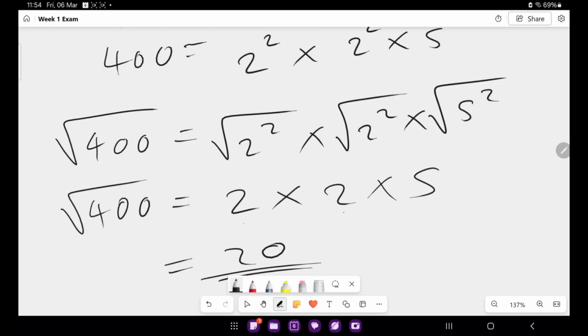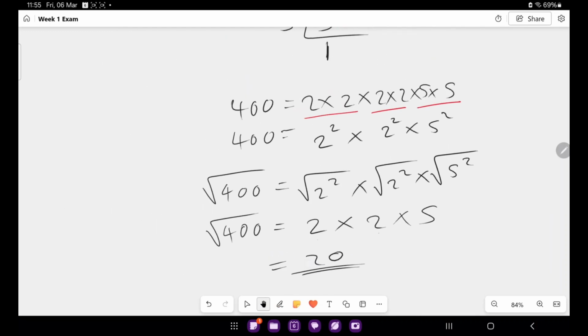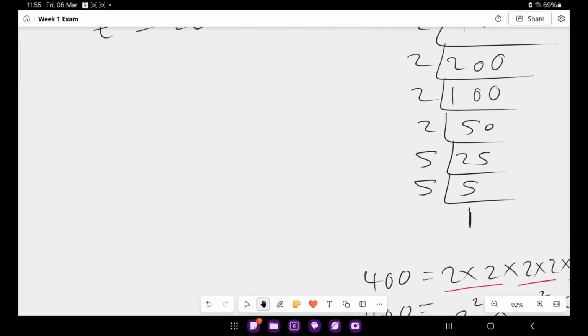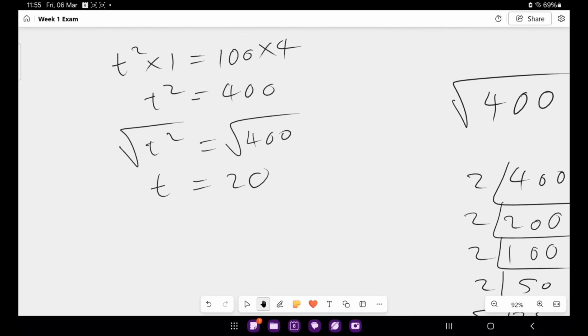And that's the long way, but it really helps. This way, especially if you are not able to remember a lot of square roots of numbers, you can use this method to find your answer. So going back to where we started, t is equal to 20.